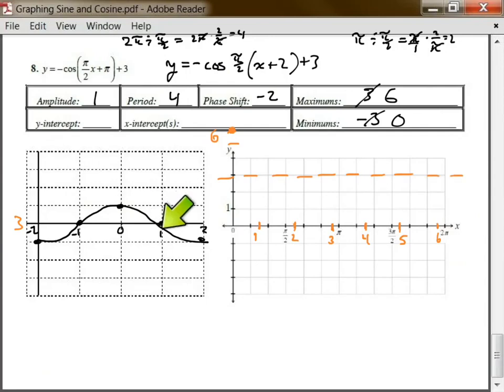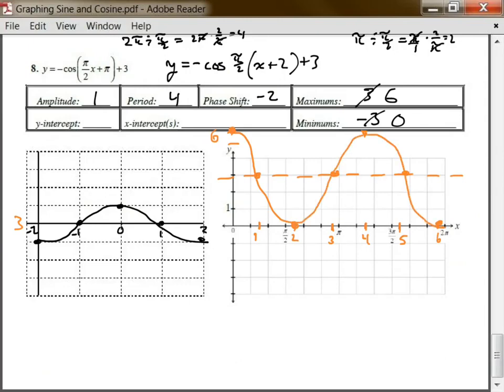At 1, we're at the midline, so we go right there to midline. At 2, we're down to 0. Ooh, that's a nice x-intercept. See, right there? Oh no, I'm sorry, right there. At 3, we're back at the midline. At 4, we're at the maximum. At 5, we're back at the midline. And at 6, we're back down to the axis. There you have your graph.